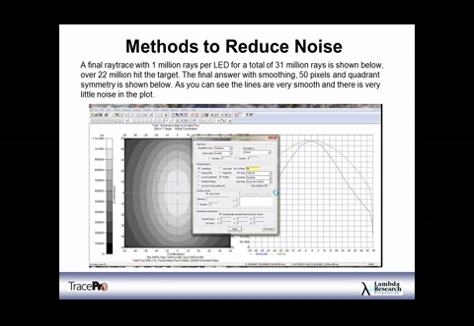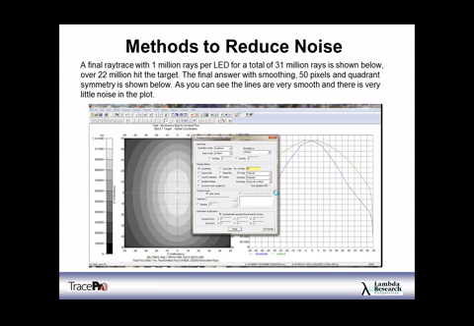Well, if we really want to reduce noise, we should trace more rays. So instead of using 100,000 rays, what happens when I go to the maximum that I can use on this particular computer in analysis mode? That's 1,000,000 rays per LED. So I'm going to have 22 million rays hit the target, and there's our final answer.